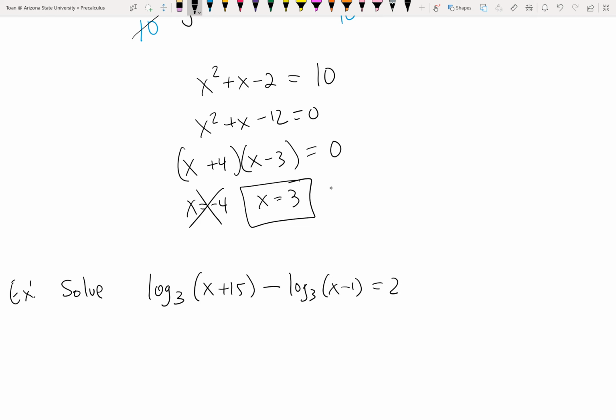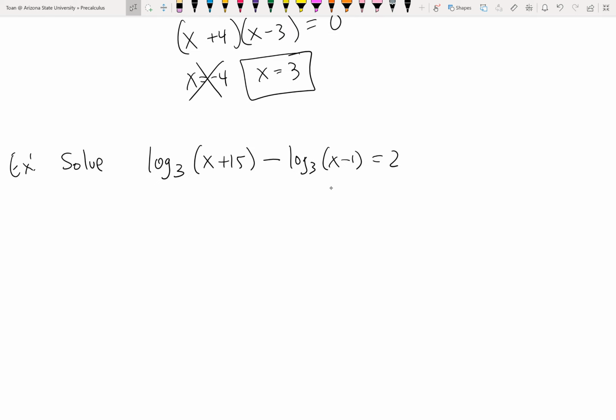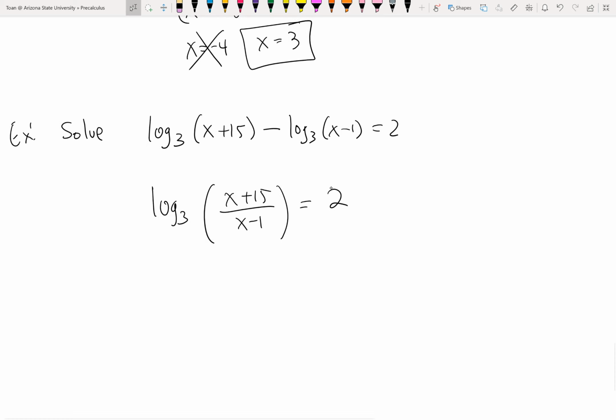So that's the only difference. What if you had a minus problem instead of a plus problem? Well, the property says when you're subtracting logs, you can squish them together with division. That's the only difference, but everything else is the same. Hey, now it's a type 3 problem, so we can exponentiate. Since this is a base 3, I'm going to exponentiate with a base 3. So on the left, they quasi-cancel. So we get x plus 15 over x minus 1 equals, you can figure this out, 3 squared is 9.